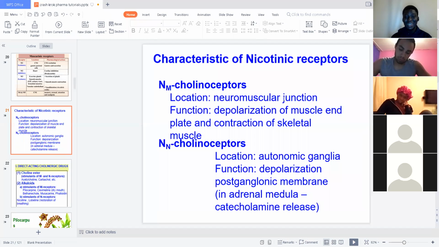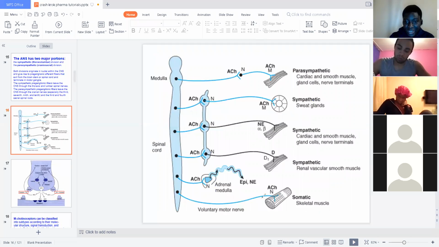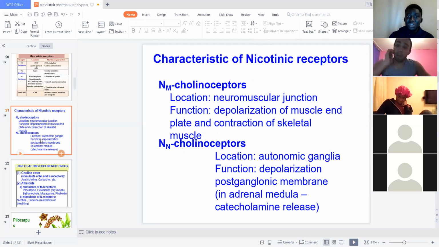So these are the receptors at the terminal between the nerve and the skeletal muscles. So we can see the neuromuscular junction here. So this is the neuromuscular junction. So here the receptor is NM. Okay. So next, the location of the nicotinic receptors. NM is found in the neuromuscular junction. So NM for neuromuscular, while NN is found in the ganglia.